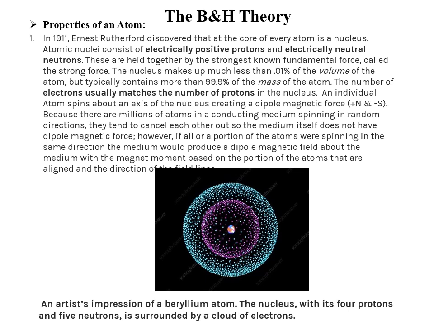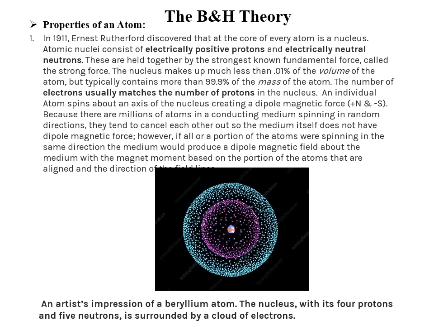An individual atom spins about an axis of the nucleus, creating a dipole magnetic force, north-south, north being positive, south being the negative. Because there are millions of atoms in a conducting medium spinning in random directions, they tend to cancel each other out. So the medium itself does not have a dipole magnetic force.